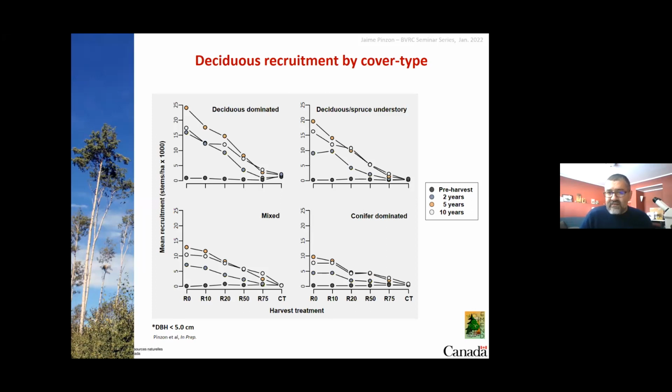So of course, it's quite expected that recruitment will change depending on the amount of retention left on the landscape. But what I'm most interested in showing here is that the amount of recruitment depends on the previous forest cover type on that area. As you can see, areas that were a deciduous dominated stand before the harvesting occurred are recovering, and the recruitment is largely aspen, compared to conifer sites, where of course we see some aspen suckering, but to a much lesser degree. So just by doing harvesting and leaving the system to regenerate, you can see right away the impact of the previous cover type on, in this case, the deciduous recruitment.